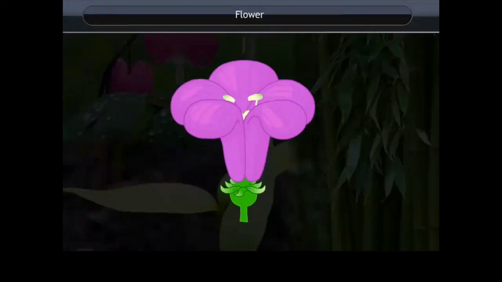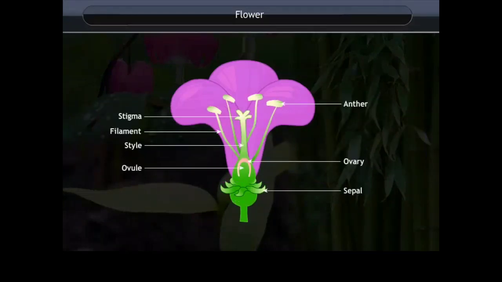Flower. Flower is one of the most beautiful parts of plant. The colored and prominent parts of an open flower are called the petals. Different flowers have different colors of petals. The prominent small leaf-like green-colored structures of a bud are called sepals.